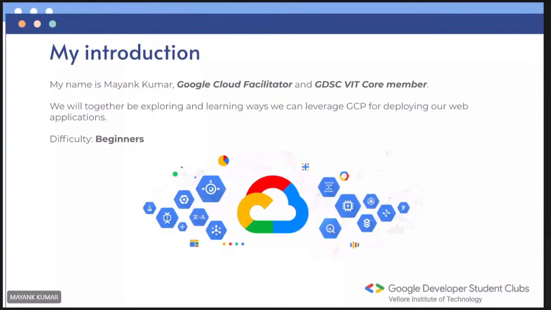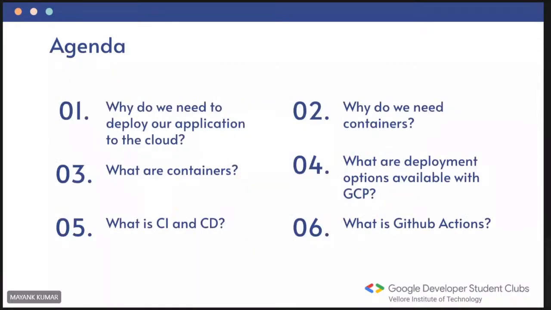So let me tell you about what we are going to learn today. We are going to learn about why you need to deploy your application to the cloud, why you need containers, and what containers are. Then we're going to talk about what deployment options are available to you with GCP, what CI/CD is, and at the end we are also going to talk about what GitHub Actions are. And at the very end, we will be doing hands-on practice of whatever we have learned in the session, and we're going to build a CI/CD pipeline to deploy our application to the cloud.